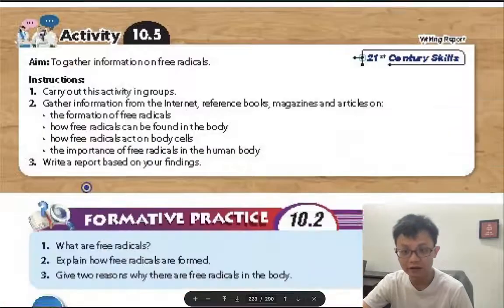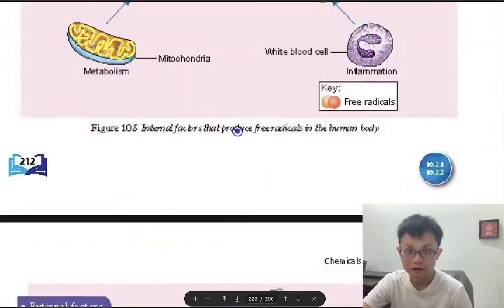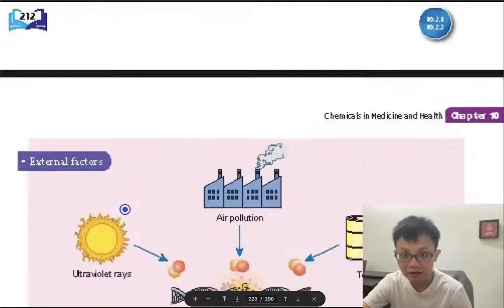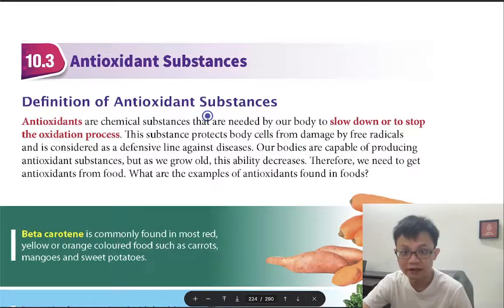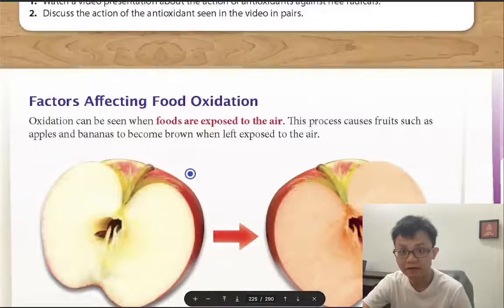I see here, did I write it or not? Here I didn't write. Usually we get free radicals. Why didn't I write this one? So funny. Let me check. Definition of antioxidant, substance, extra radical.